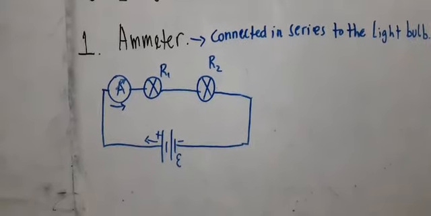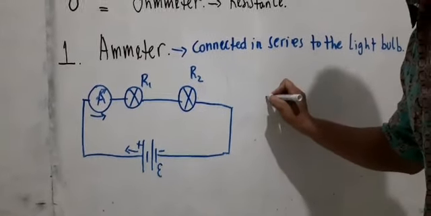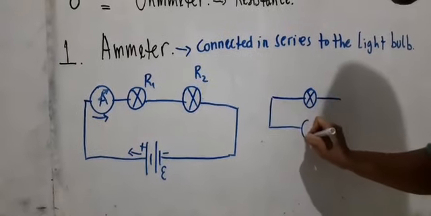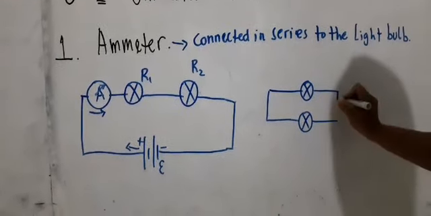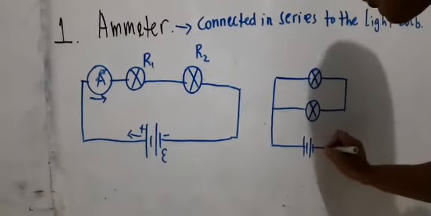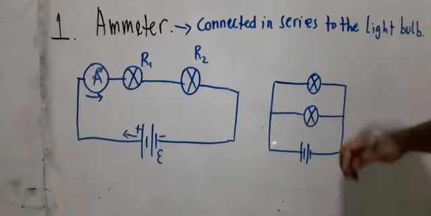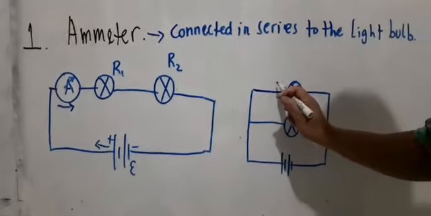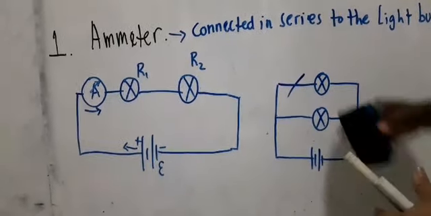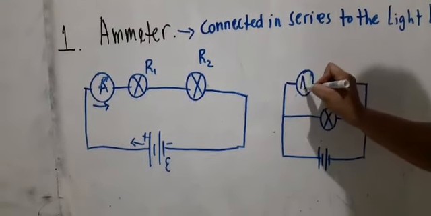Okay, so what if the instrument is connected in parallel? Let's say this is resistance 1 and this is resistance 2. Okay, it is connected in parallel. So you are asked how to measure current. In this case you can cut this branch and then put the ammeter in, let's say ammeter 1.